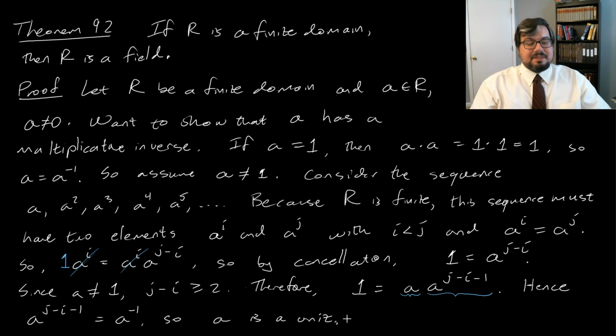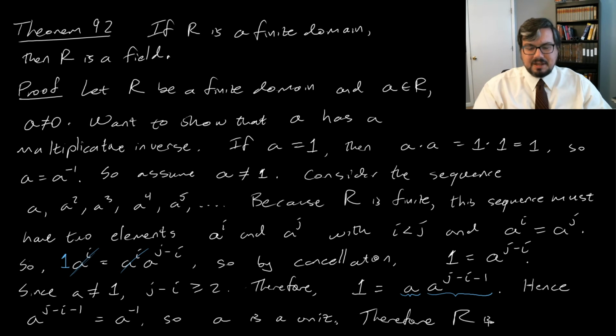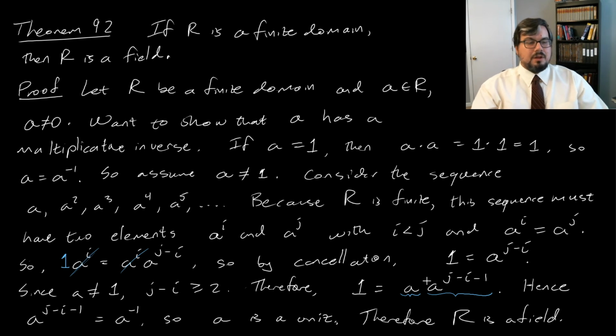Now, notice that we have now shown that every element other than the multiplicative identity and 0 is a unit. Also, we have that the multiplicative identity itself is a unit because it always is. And so we have that all elements of the ring other than 0 are units. Therefore, R is a field. Okay, so if we have any finite domains, then they have to be fields.